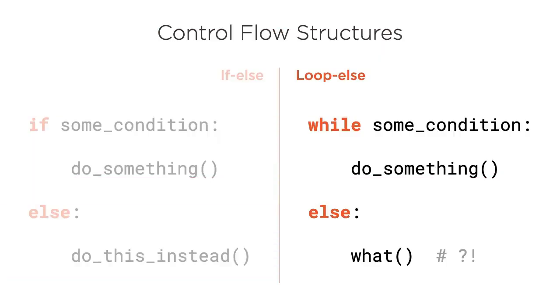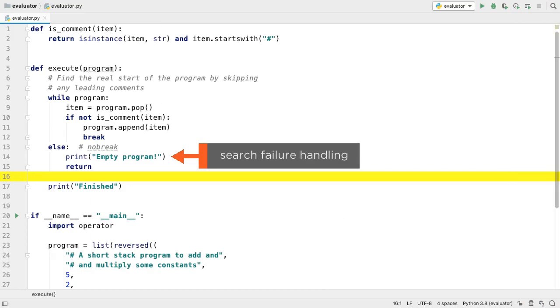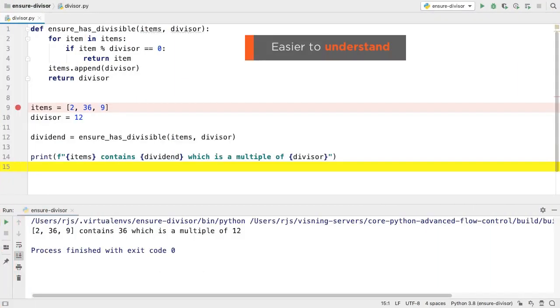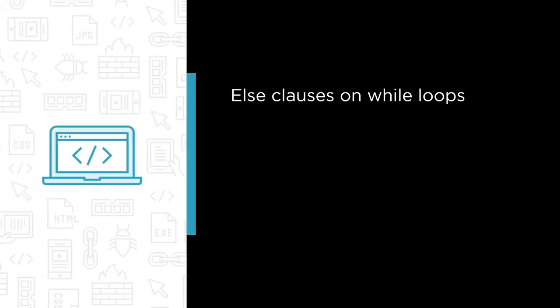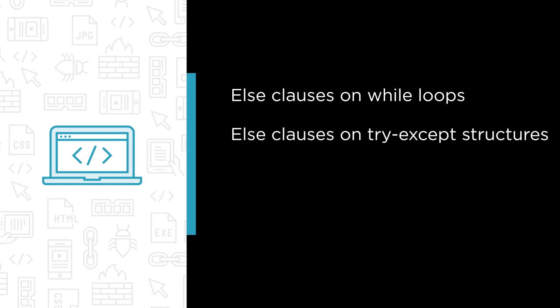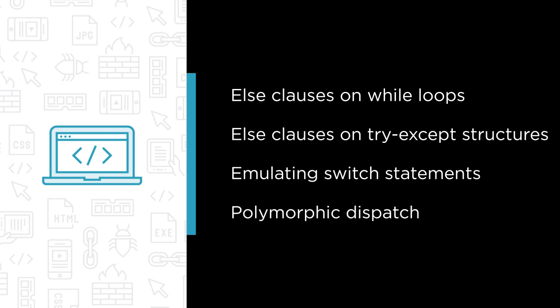Occasionally, the fundamental flow control structures of Python, if-else blocks, for loops, and while loops, can feel limiting or clumsy. In this course, you'll learn about some extensions to these basic control structures and also some alternatives which are often more suitable. Some of the major topics we'll cover include else clauses on while loops and for loops, else clauses on try-except structures, emulating switch statements, and polymorphic dispatch on the type of objects.